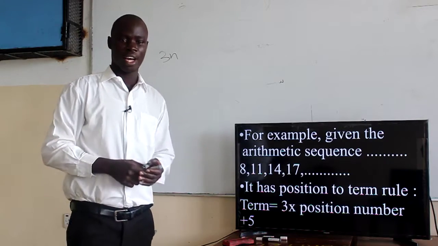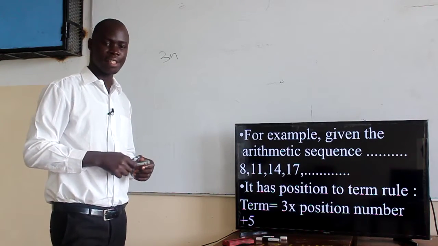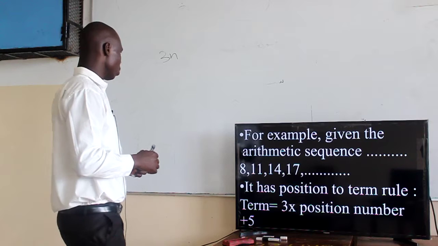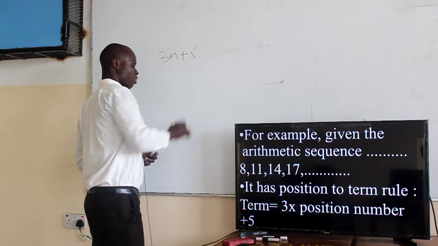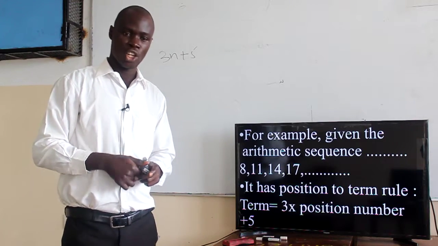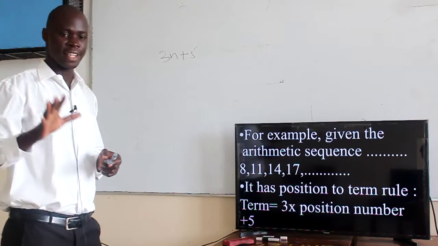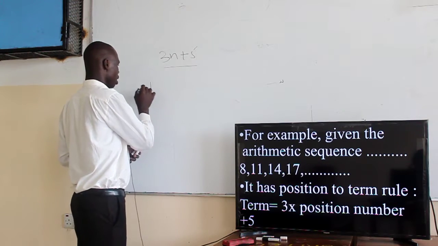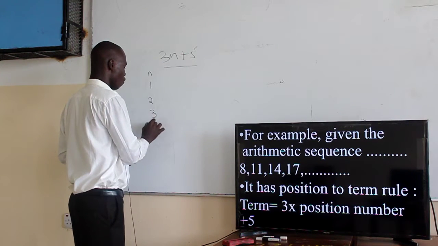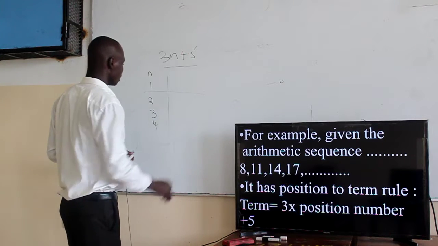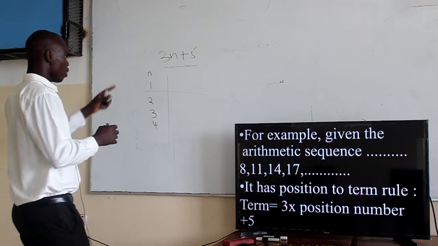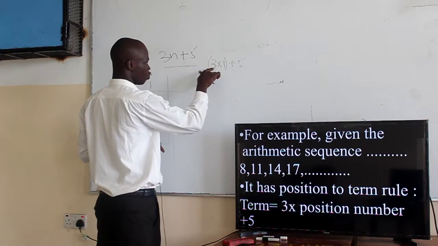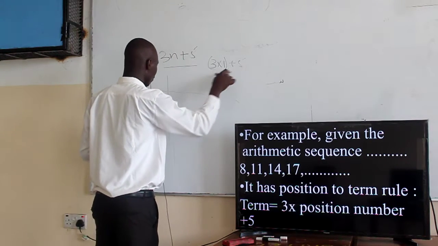After writing 3n, you see what we can add or subtract in order for us to have the position to term rule. And in this case, you add 5. Now, if you add 5 to 3n, you can find any member of this sequence. Suppose that n is 1: you take 3 times 1, plus 5. So 3 times 1 will be 3, plus 5 will be 8.